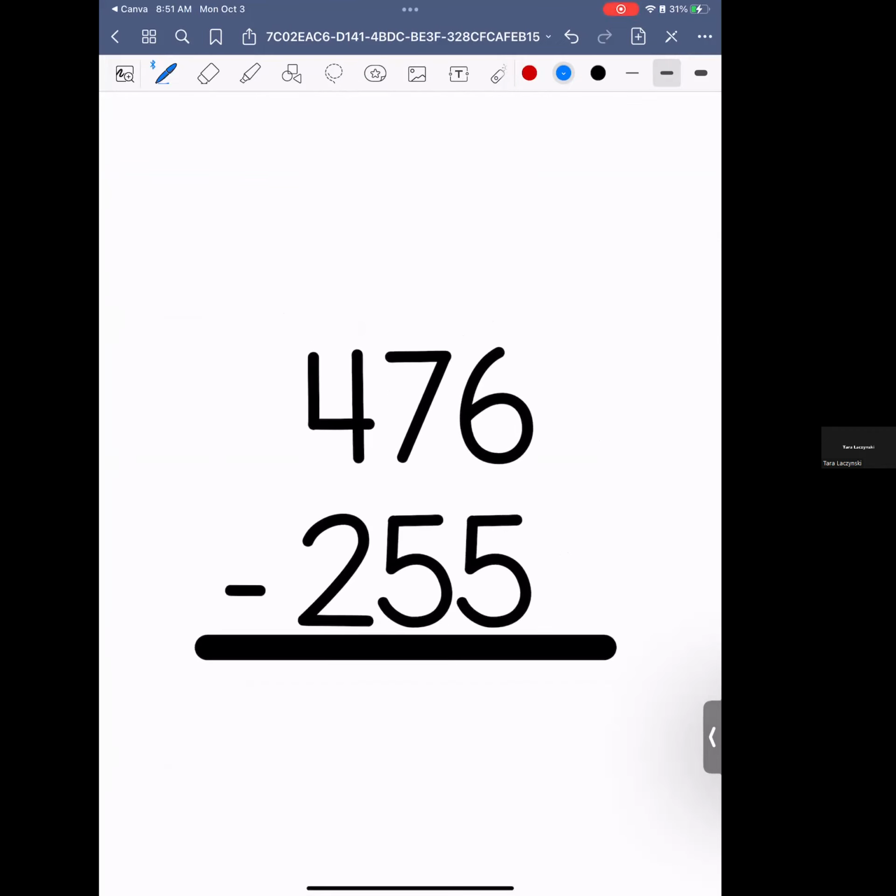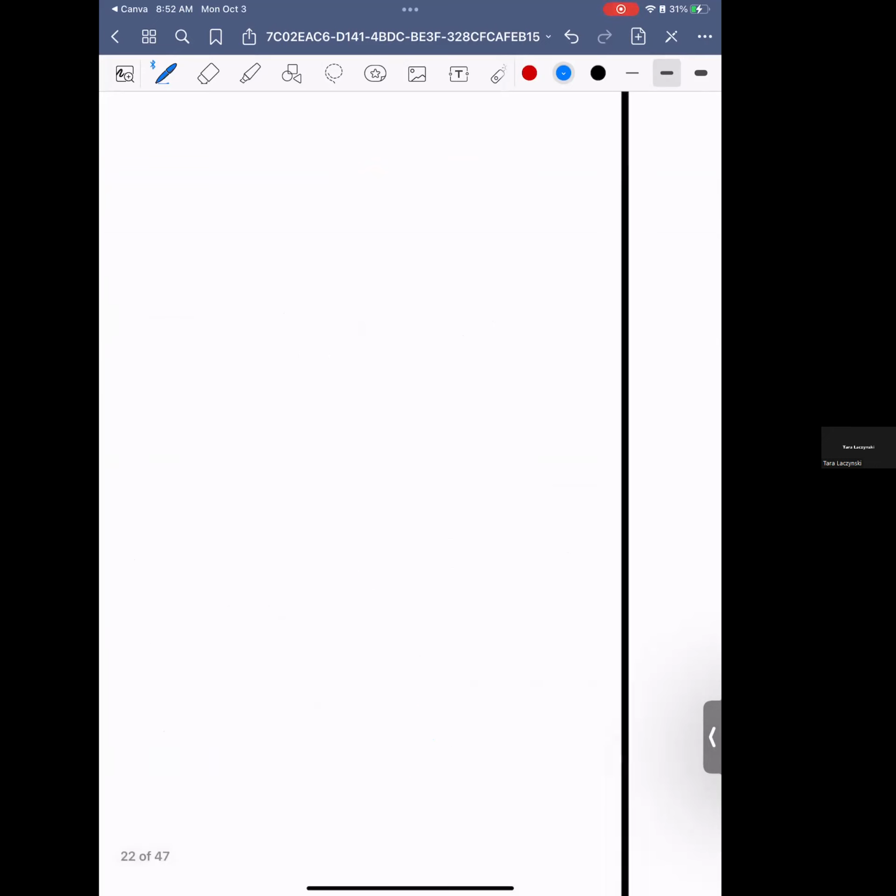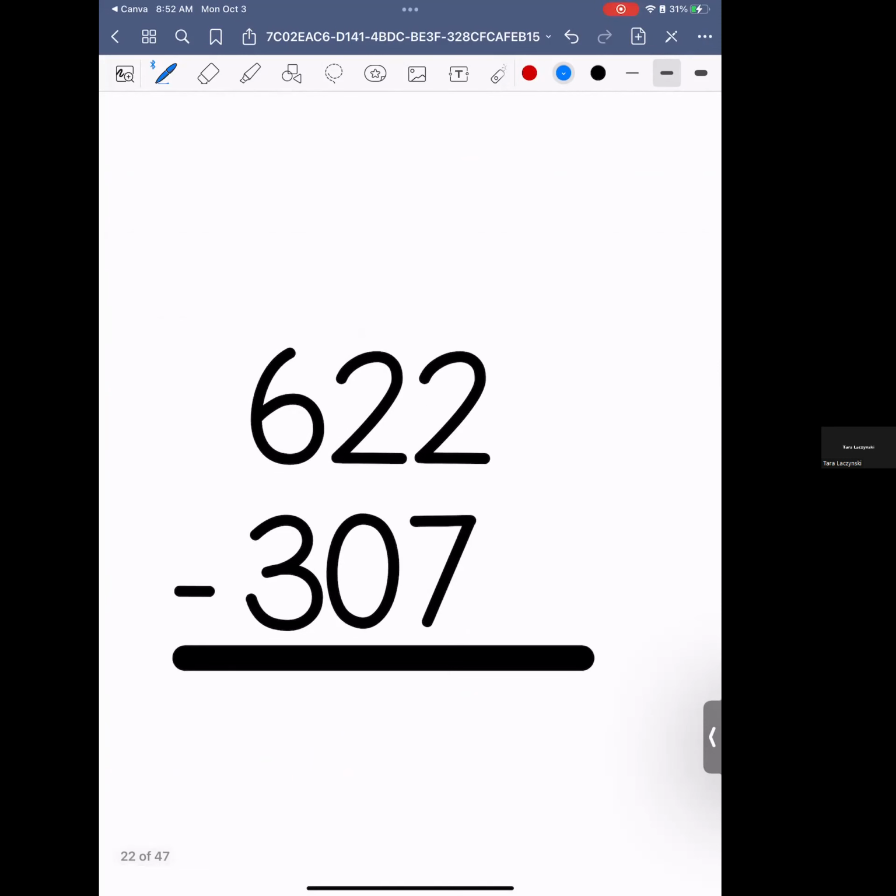476 take away 225. 6 take away 5 is 1. 7 take away 5 is 2. 4 take away 2 is 2. 221. And then our final question for page number 1.